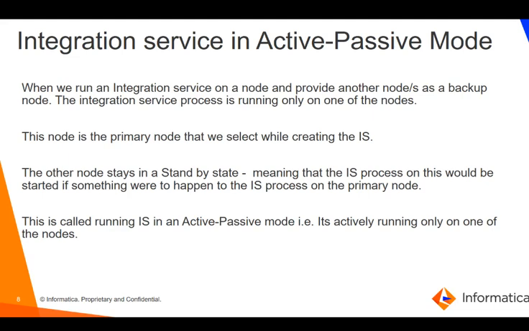And even if an integration service is already running on the primary node, the other node stays in a standby state, which means that the IS process on this node would be started if something were to happen to the IS process on the primary node. And this is called running the integration service in an active passive mode. That is, it is actively running only on one node, and the process state is enabled only on one of the nodes. So we can go back to the admin console and see that.